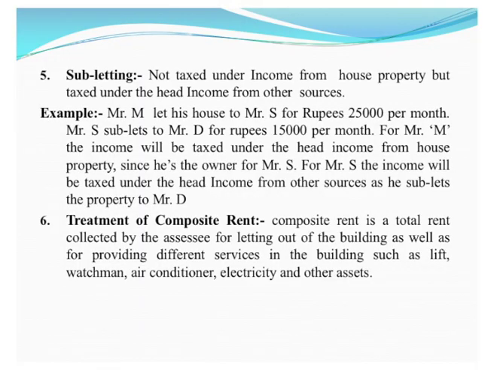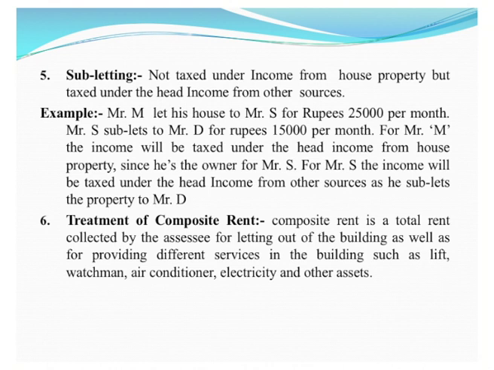Mr. M lets his house to Mr. S for rupees 25,000 per month, and in return Mr. S sublets to Mr. D for rupees 15,000 per month. So for Mr. M, the income will be taxed under the head income from house property since he is the owner. But for Mr. S, the income will be taxed under the head other sources as he sublets the property to Mr. D.